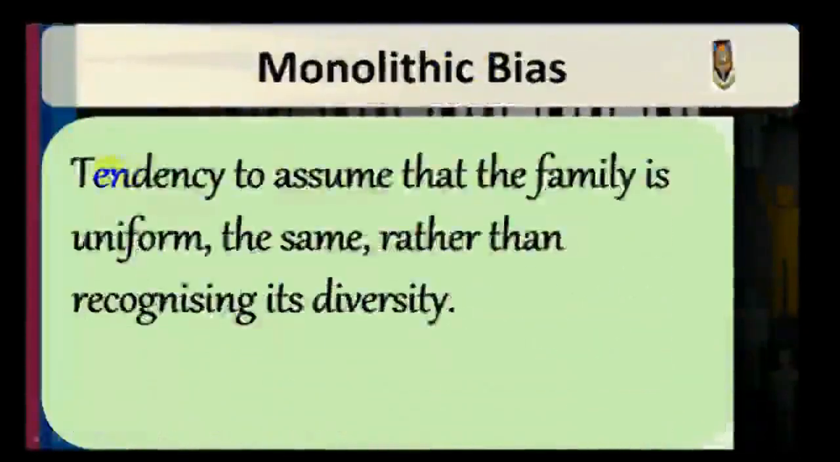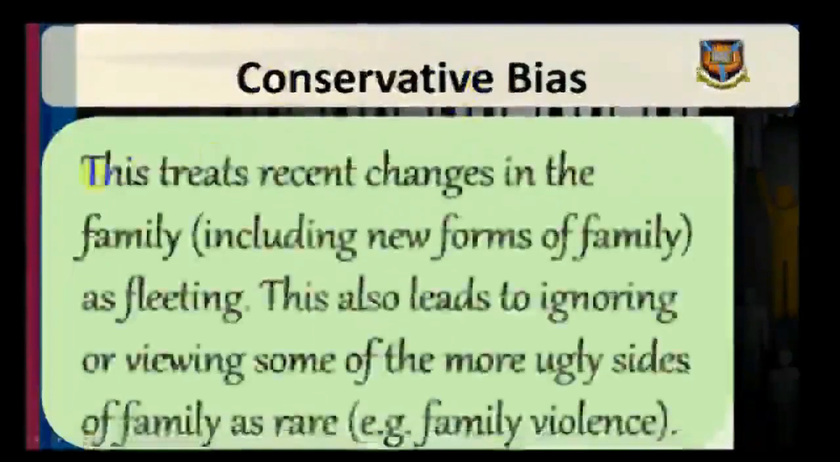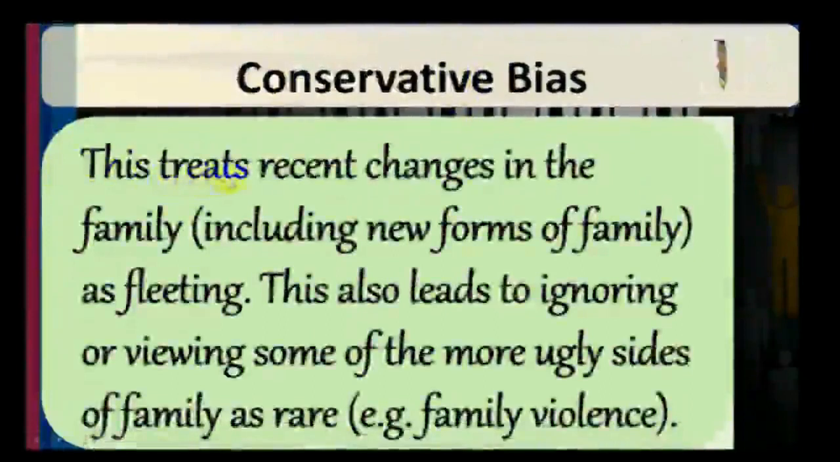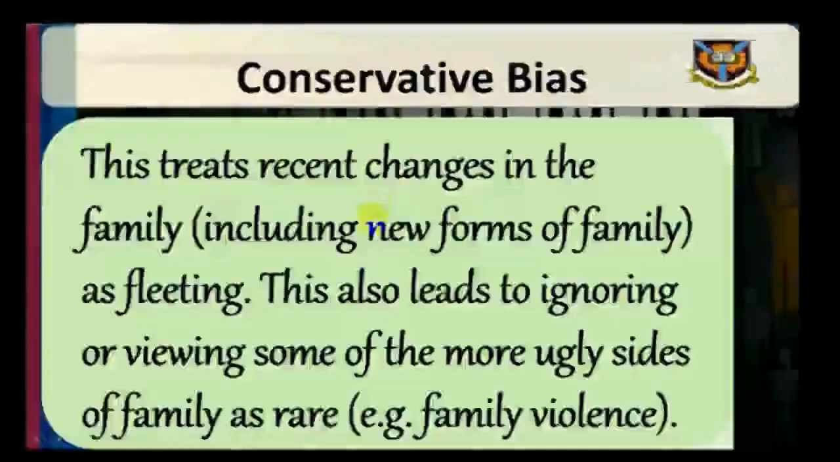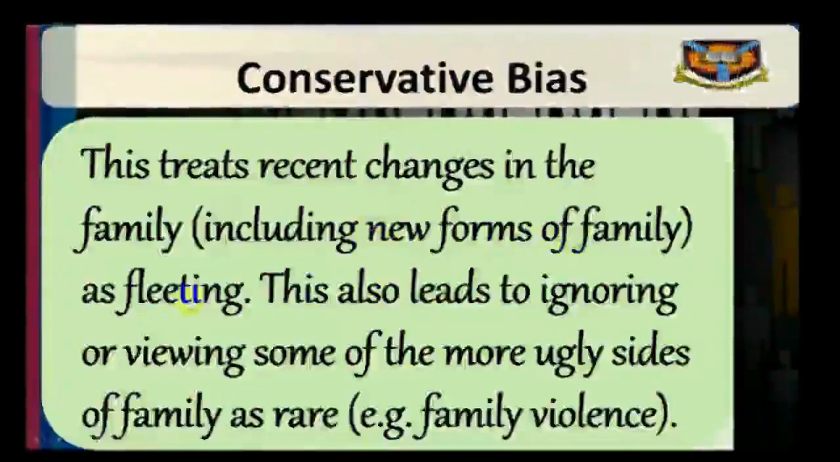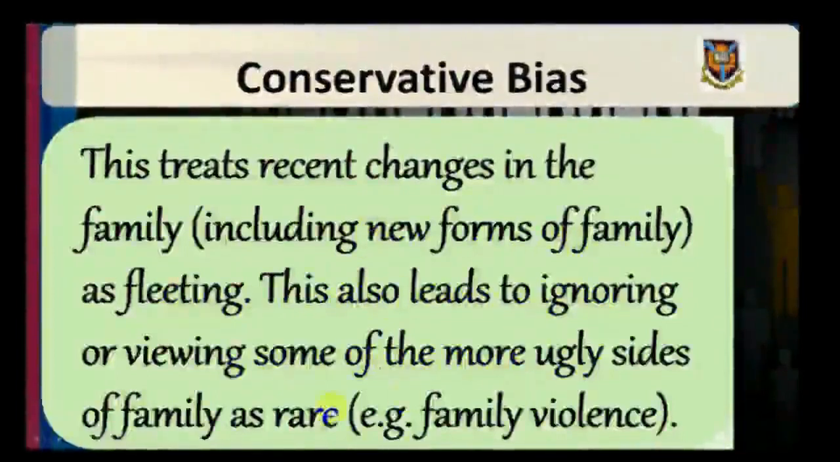Monolithic bias. This is a tendency to assume that the family is uniform, the same, rather than recognizing its diversity. Conservative bias. This treats recent changes in the family, including new forms of family, as fleeting. This also leads to ignoring or viewing some of the more ugly sides of families as rare. For example, family violence.